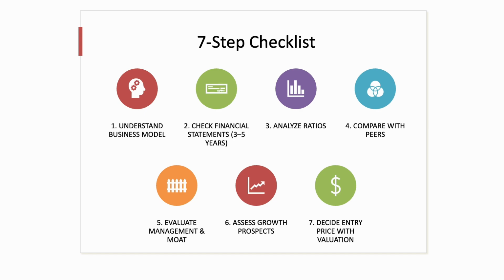Step 5: Management check. This is less about numbers and more about trust. The best business model can collapse if management is dishonest or incompetent. Things to check: track record. Have they delivered on promises in the past? Corporate governance, any history of fraud or regulatory issues? Skin in the game. Do promoters hold a significant stake?